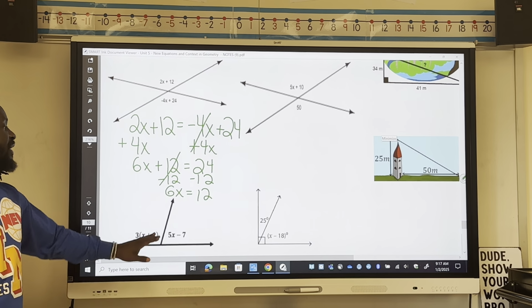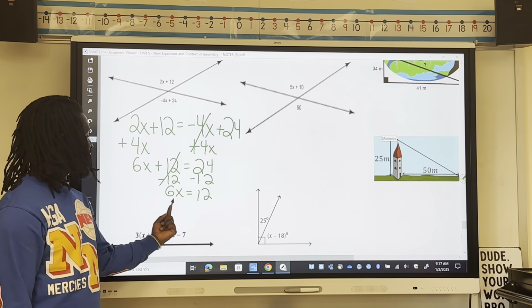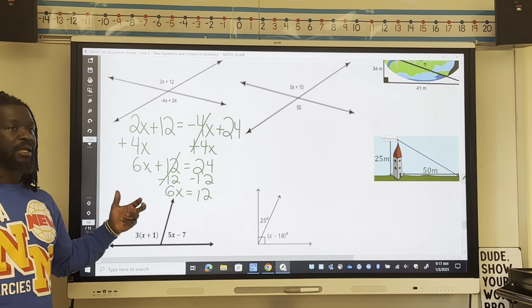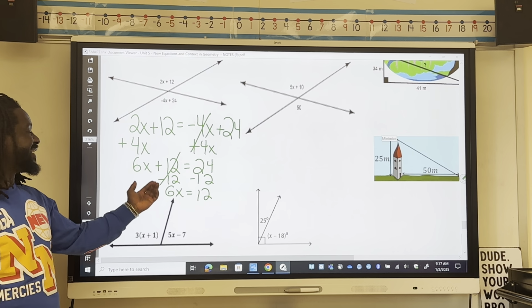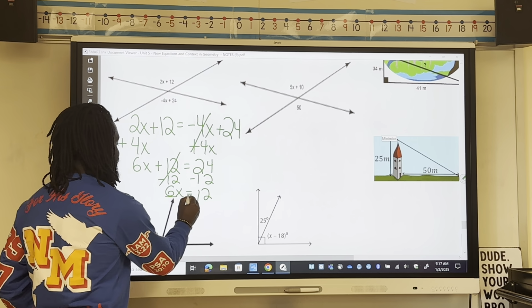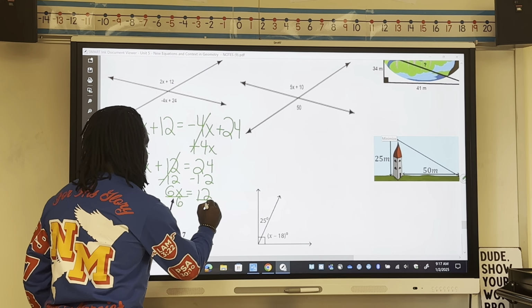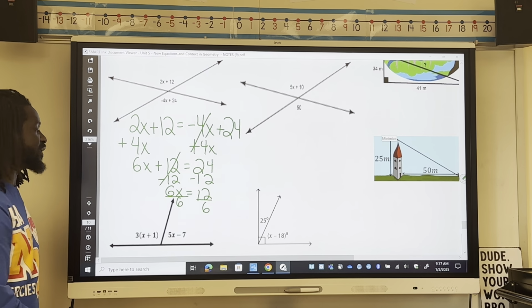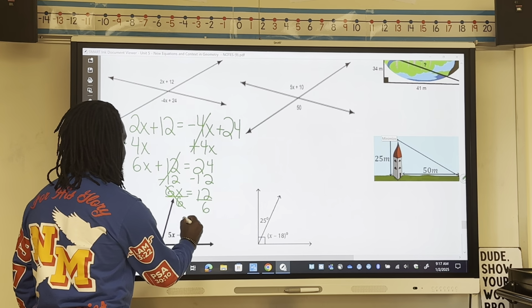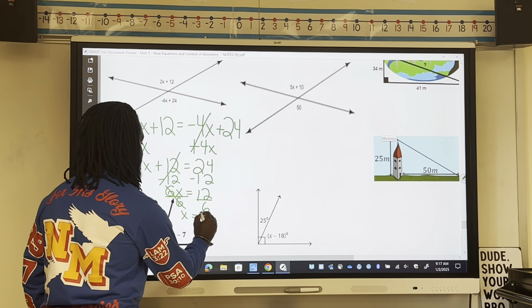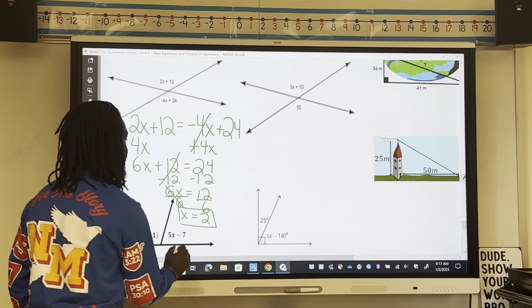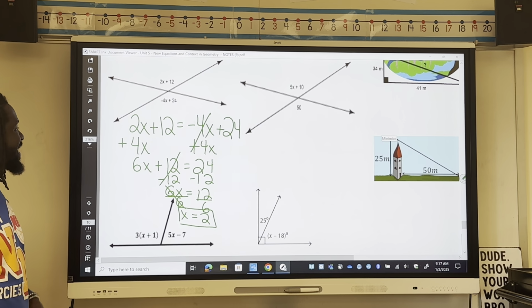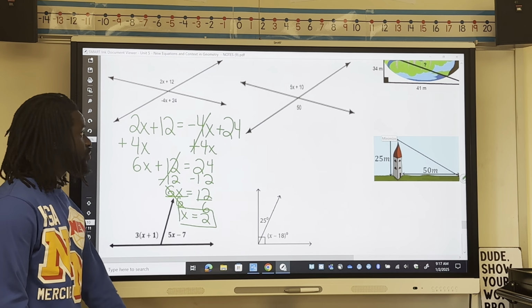Now to get the x by itself, I've got to get rid of this 6. And when I have a 6 in front of a letter, that means multiplication. So the inverse of multiplication is division. I'm going to divide by 6. Whatever I do to one side, I must do to the other side. The 6's are going to cancel, and that leaves me with x equals 12 divided by 6, which is 2. And so there you have it, x equals 2.